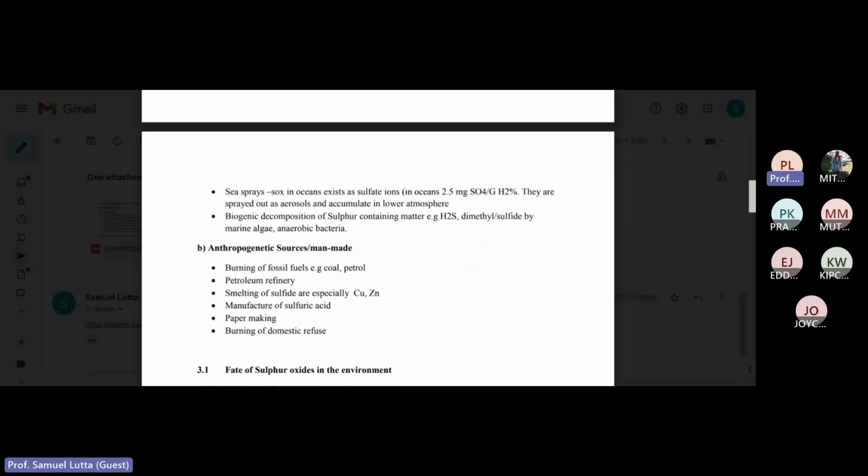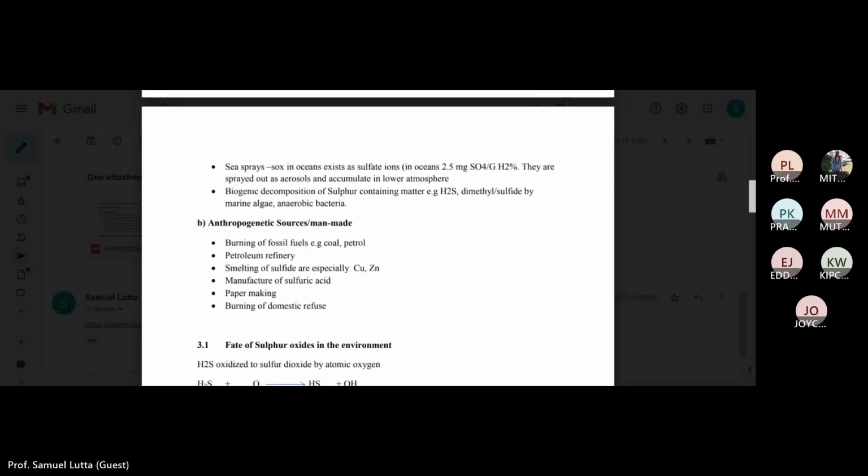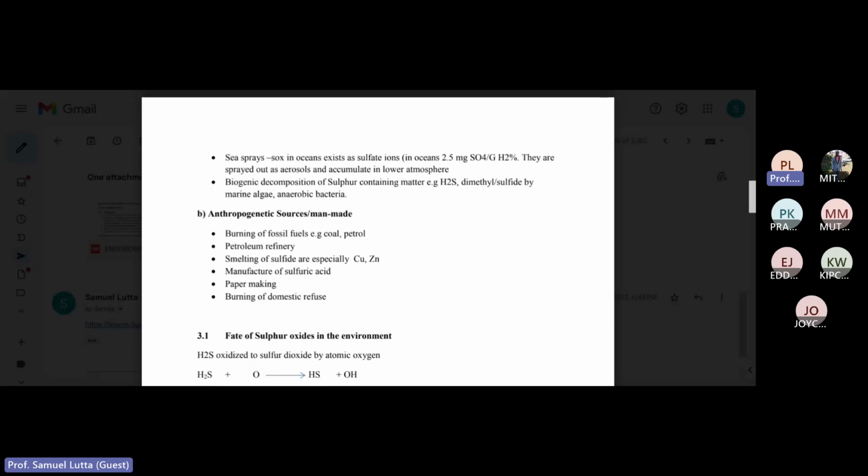Some of the processes involved in this is to heat it in presence of oxygen to form copper 1 sulfide, which is heated further to form copper oxide, which you dissolve in sulfuric acid, and then you clean. And for zinc, I remember we talked about zinc blende. Zinc blende is ZnS.